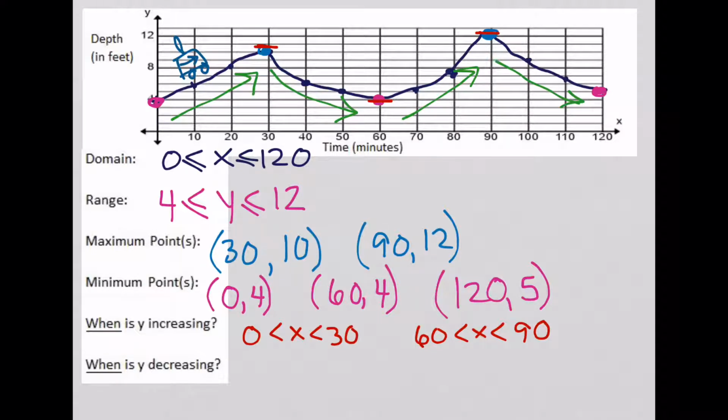So no, you're not increasing at the point of 30. You're neutral. You're not negative. You're neutral. You're flat. Not increasing, not decreasing. I was talking about decreasing.